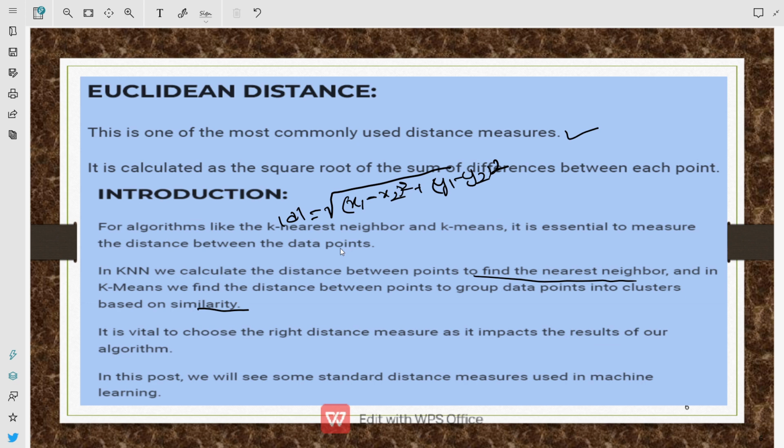Otherwise we won't get more accuracy, right? So that's why we have to choose the right distance measure. Okay, so this is how this point tells. In this portion we'll see some standard distance measures used in machine learning.